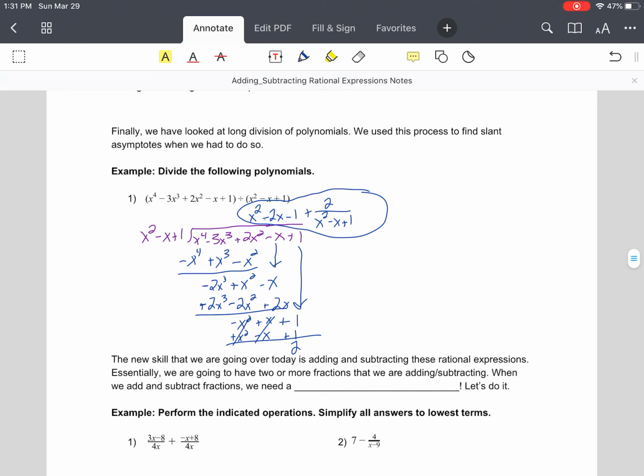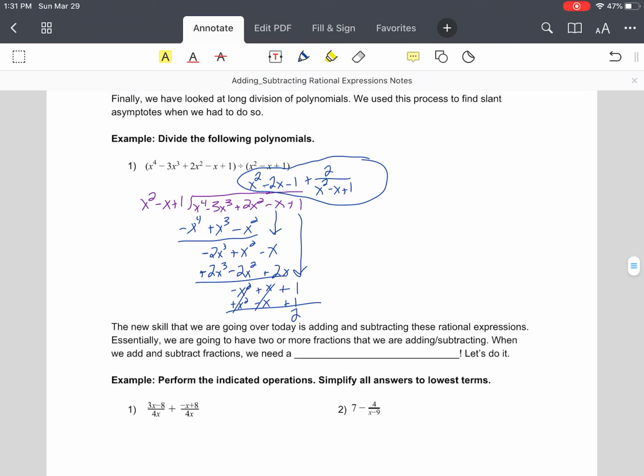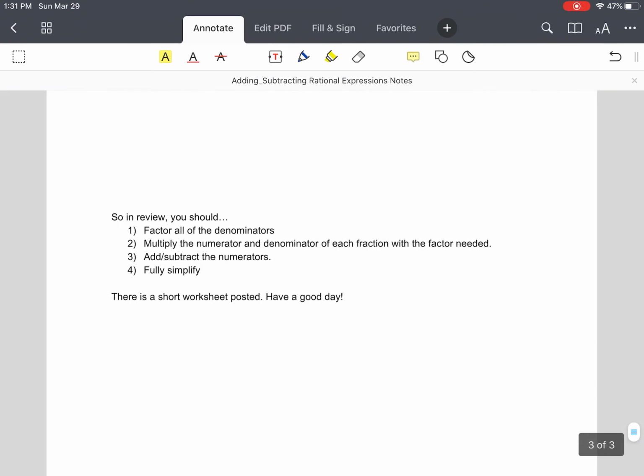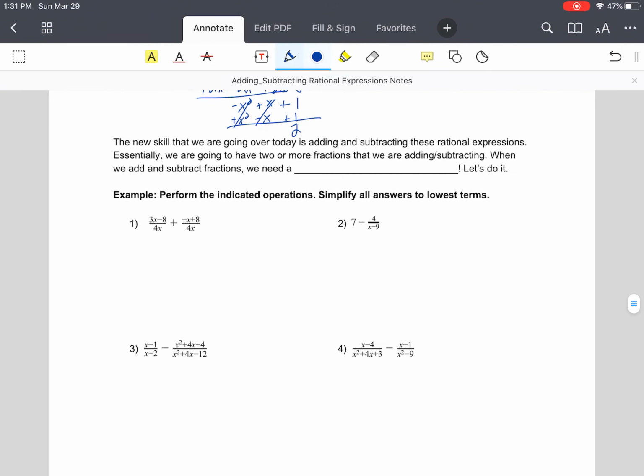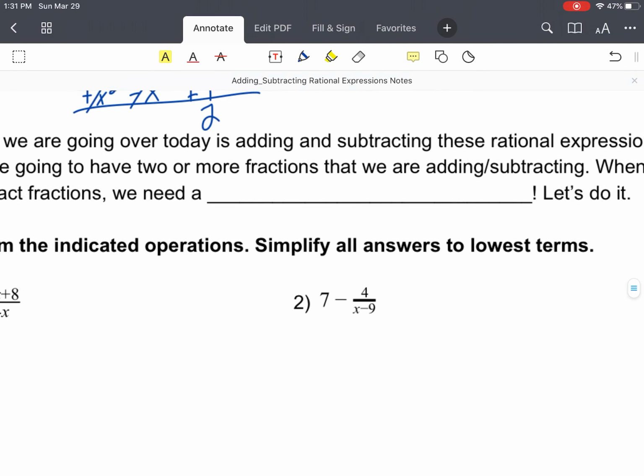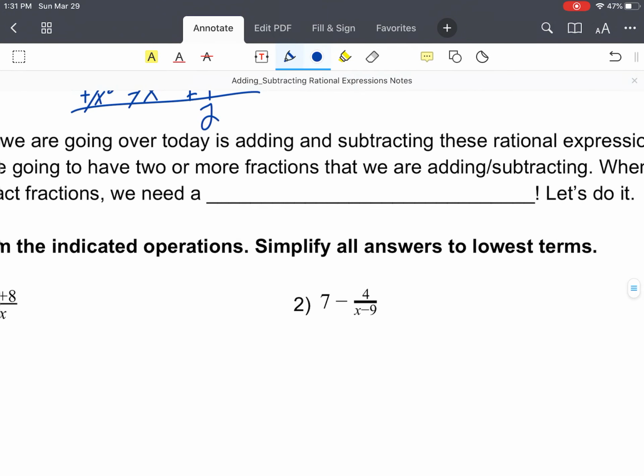It's not too much, but we spent a long time doing it with all the craziness happening, so it is what it is. So today we are going to add a new skill, which is adding and subtracting these things. Essentially we're pretty much just going to have 2 or more fractions that we're adding or subtracting. So when we add or subtract fractions, or anything with a denominator, we need a common denominator. Woohoo, everybody's favorite. We need a common denominator.